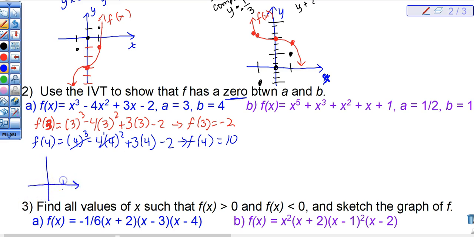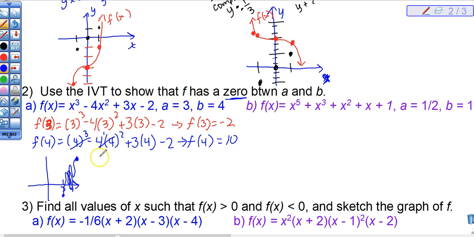We could graph them. Here's 3, here's 4. 3, negative 2, and 4, 10. If this is a polynomial and it's continuous, does it have a 0 somewhere? At least one? Because you know it could go like this a couple times. It could. Did you know? It could. But we know there's at least one. Don't do that funky little line that I just did. That's just a demonstration.